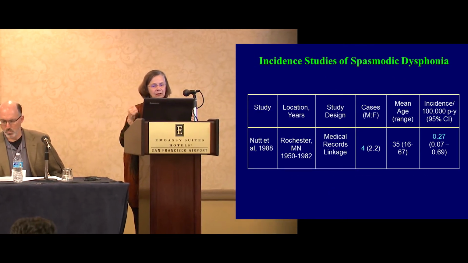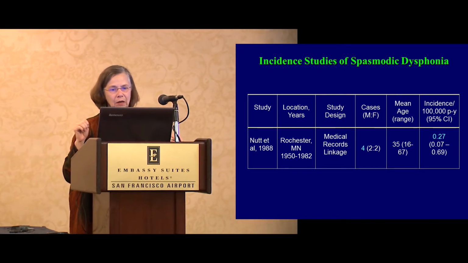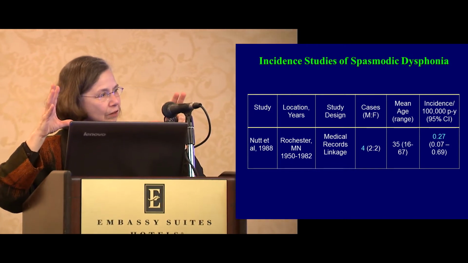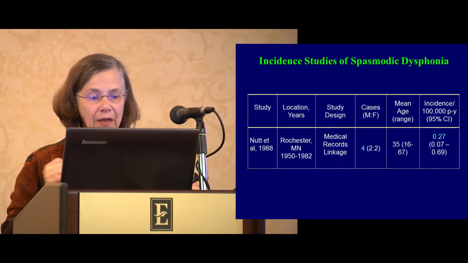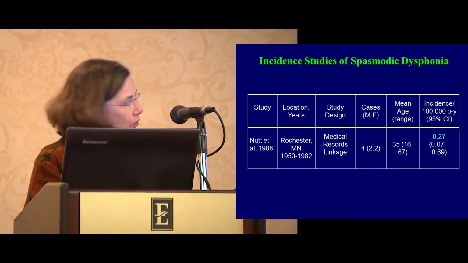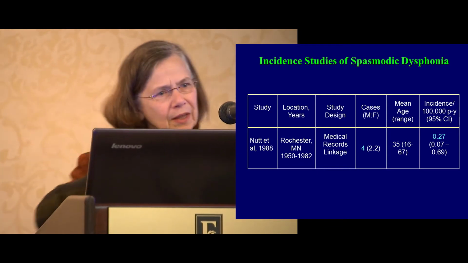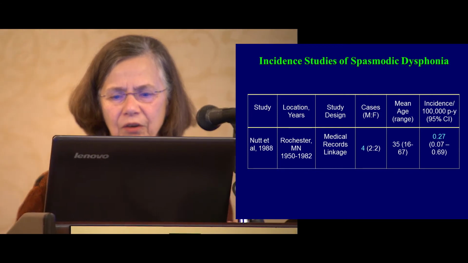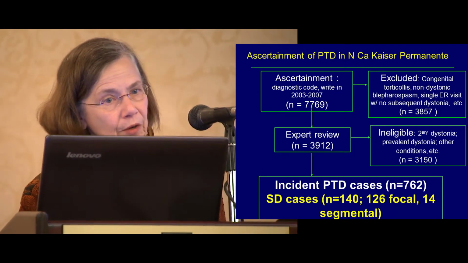The dilemma is that until the work I'm going to present to you, there's been exactly one incident study of spasmodic dysphonia. Jay Nutt did this. He published it in 1988. He looked in Rochester, Minnesota, in the Olmsted County Mayo Clinic population, where they can look in the whole county. The thing is, if you'll notice, he looked over a whole 30-year period, 1950 to 1982, and in that time there were only 4 cases identified. So it's a small population, 4 people over 30 years. Doesn't give you a big insight into exactly what's going on. So we felt it was time to do more work looking at all of the primary dystonias.